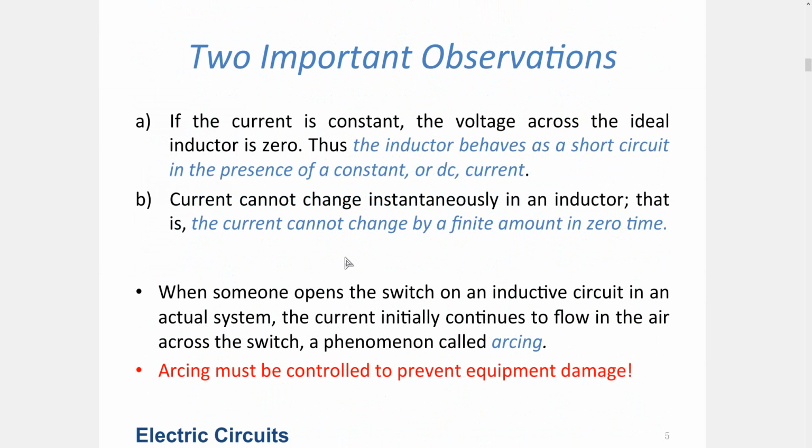If the current is constant, for instance if we connect a battery, a DC voltage source, across the inductor, then the voltage across the ideal inductor becomes zero. Basically, it is just a short circuit, because the inductor behaves like a short circuit for DC current.